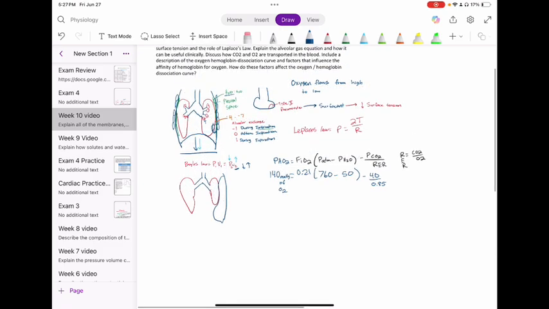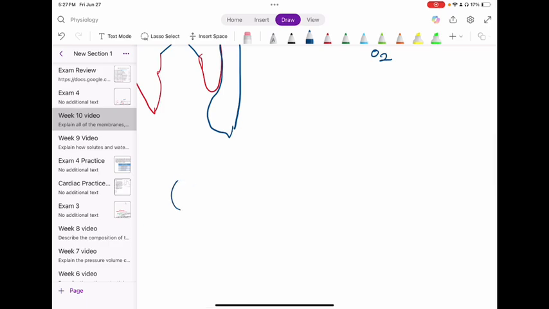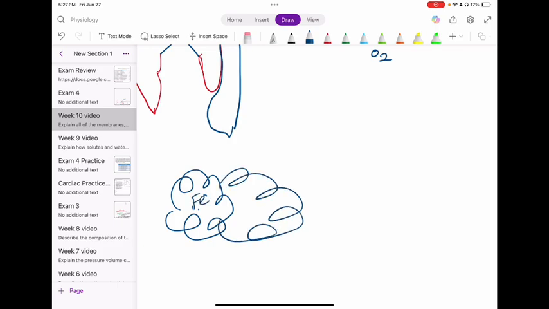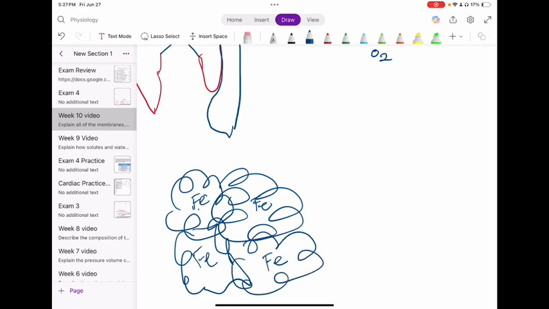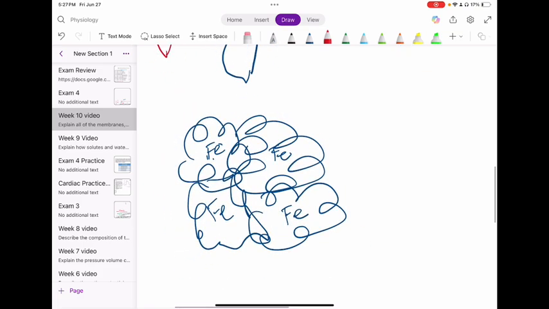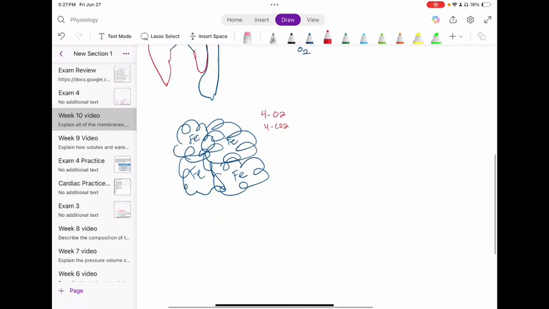All right, next we're going to talk about hemoglobin. So hemoglobin has these 4 heme groups with iron in the middle of them. So hemoglobin can bind 4 oxygens or 4 carbon dioxide, and they kind of go vice versa. They'll exchange, and you'll kind of see how this works as we talk about it.